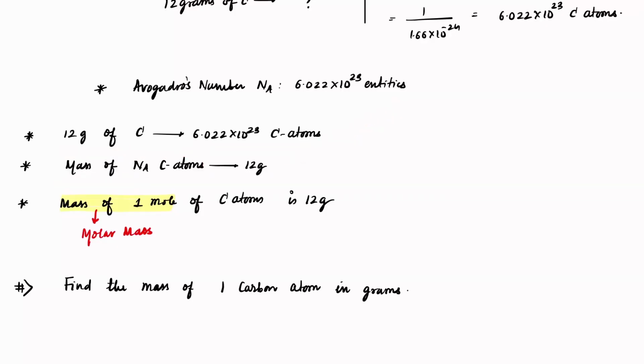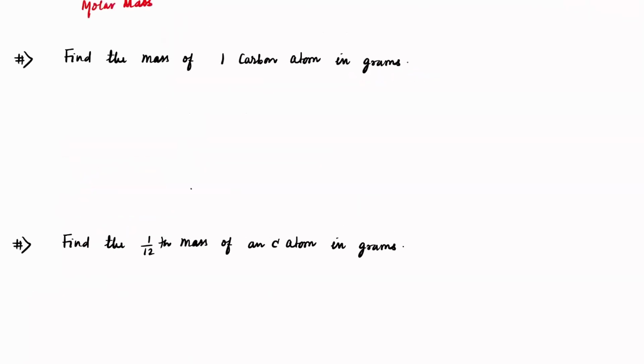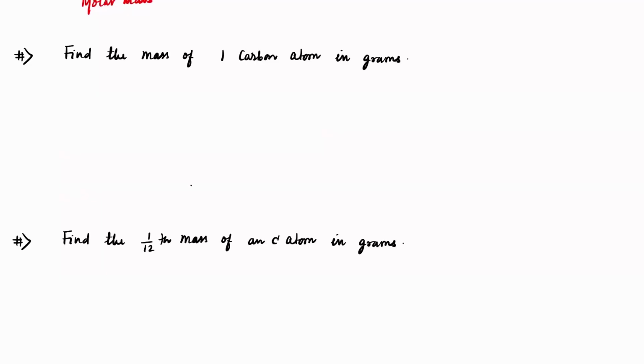If you take the mass of 1 mole of carbon atoms, basically this is what we represent as 1 mole. We write this as 1 mole carbon atom. And that 1 mole of carbon atom is equal to 12 grams. For example, if I ask you, find the mass of one carbon atom in grams, what should come to your mind?